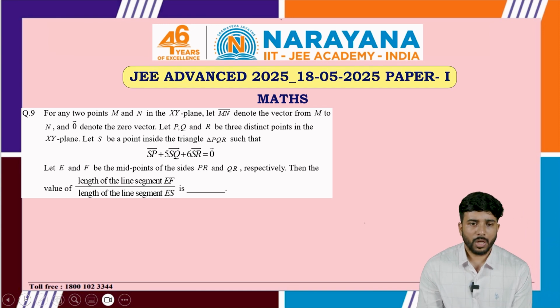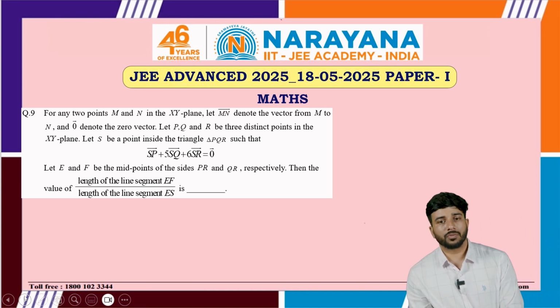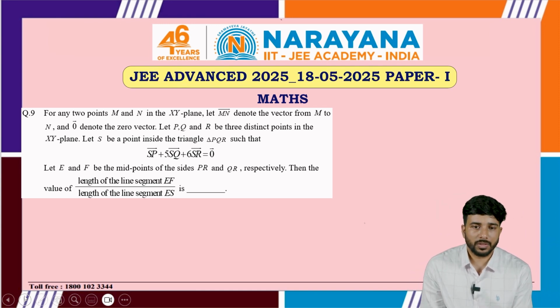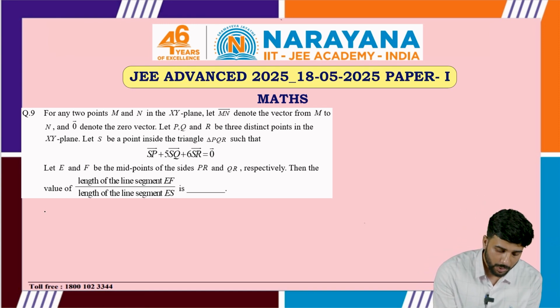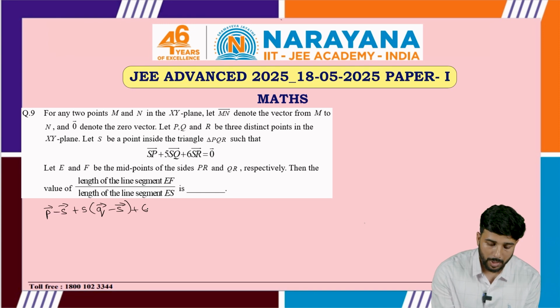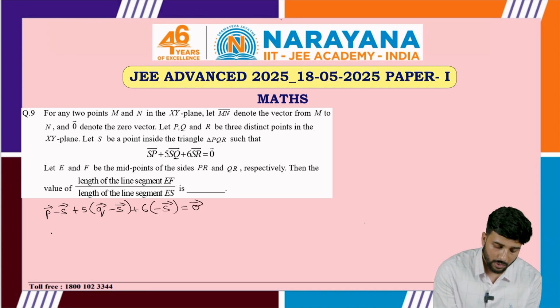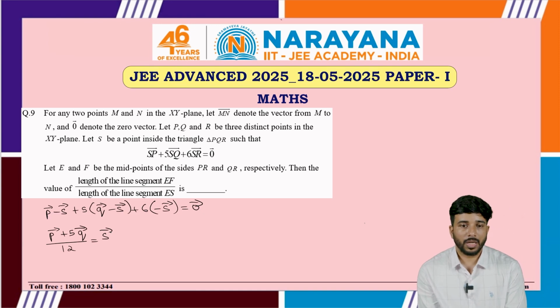So now, because it involves only lengths here, I can shift the origin as per my convenience. I'll take my origin at R bar. If I take my origin at R bar, what is the relation I'll get? P bar minus S bar plus 5 times Q bar minus S bar plus 6 times R bar, which is 0 bar, minus S bar equals 0 bar. So (P plus 5Q) by (6 plus 5 plus 1), which is 12, equals S bar. This is the relation we have.